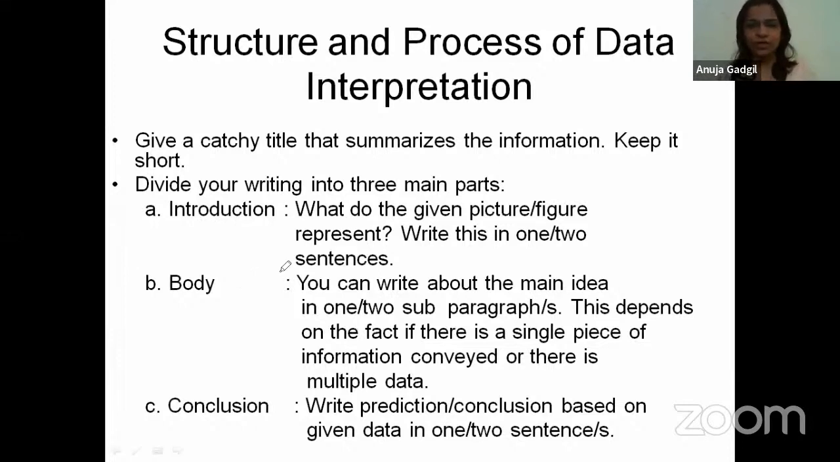Then the main body, where you actually talk about that graph and talk about values and percentages, whatever information is given. The main information should be given in the second paragraph. And the third paragraph should be the conclusion. That is the last line, an ending, a prediction or conclusion, and it should not be more than 1 or 2 sentences. You may use words such as in short, in summation, to sum up.